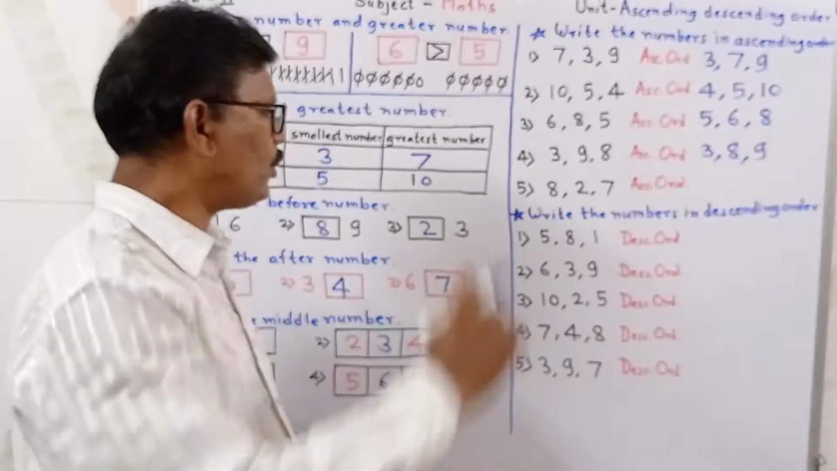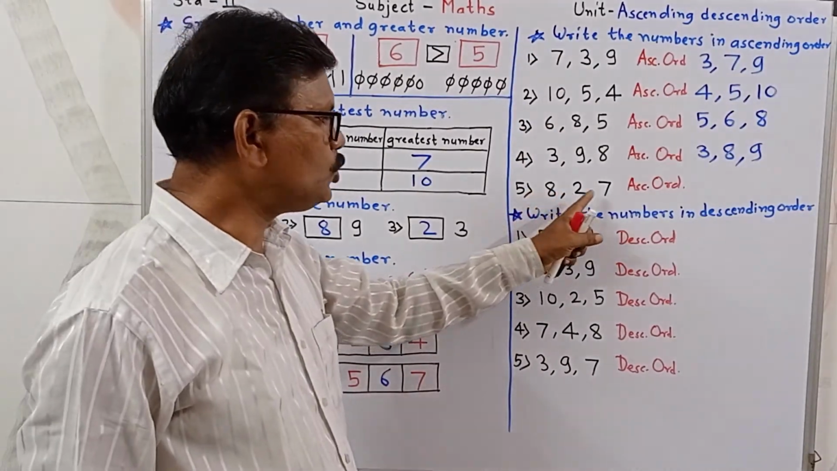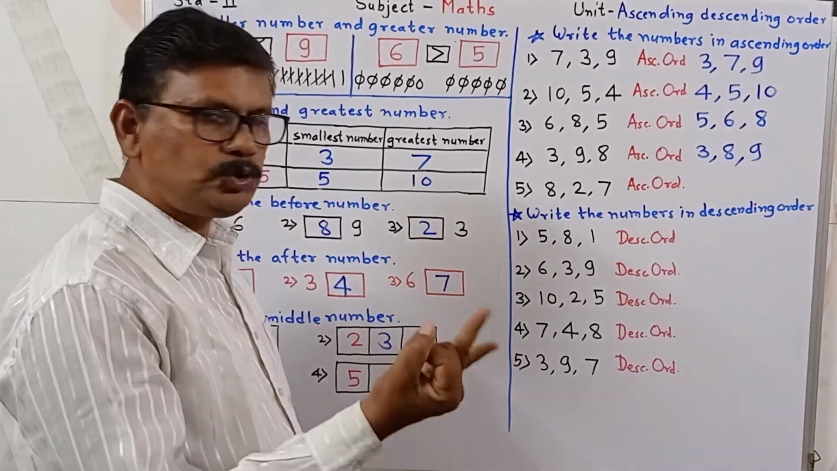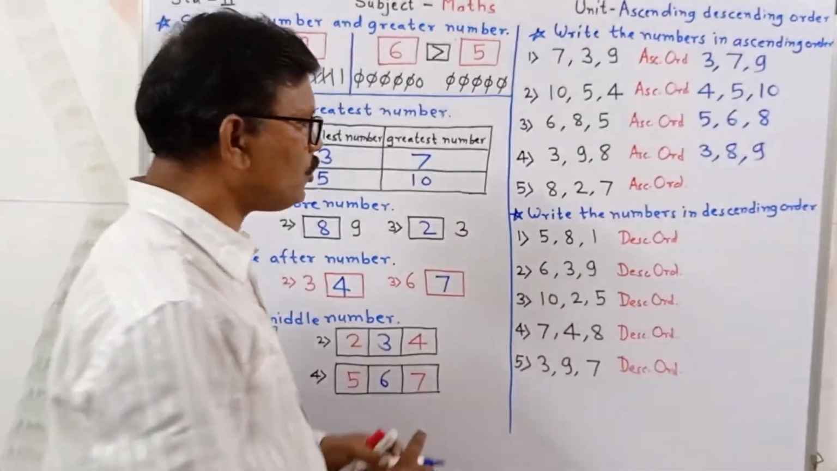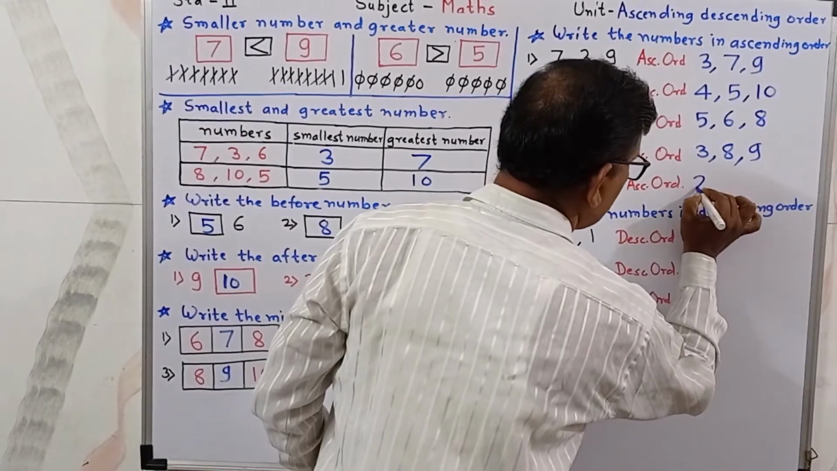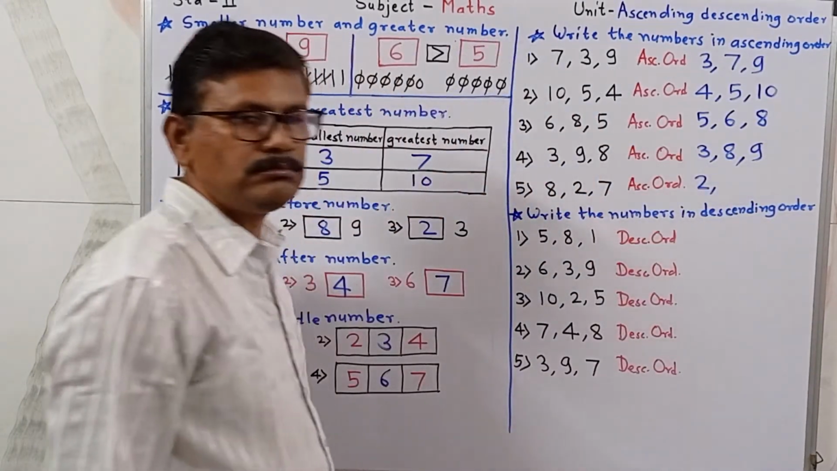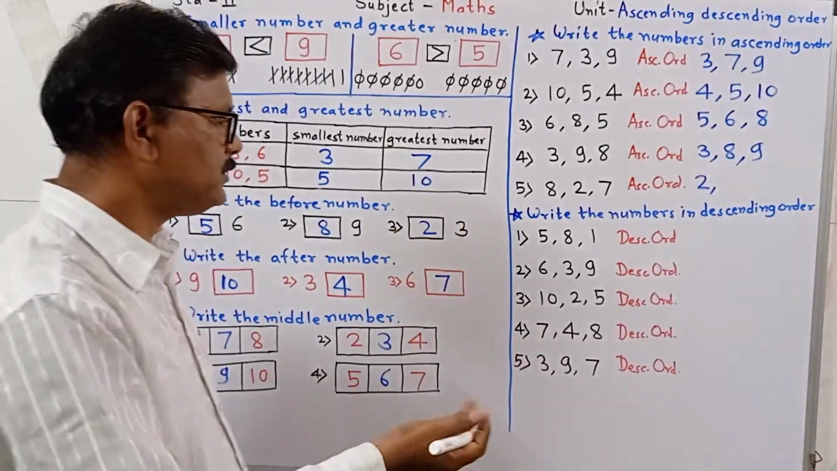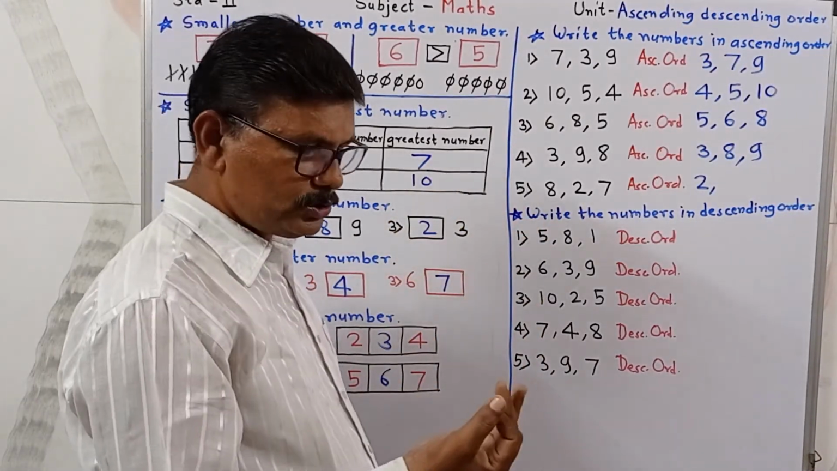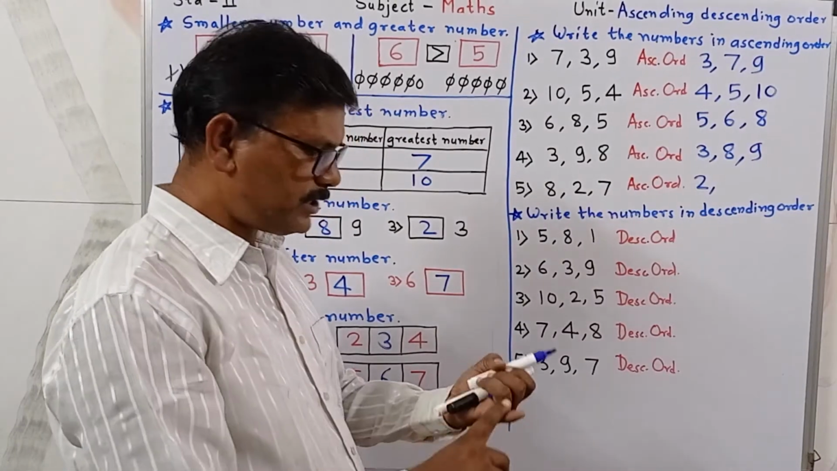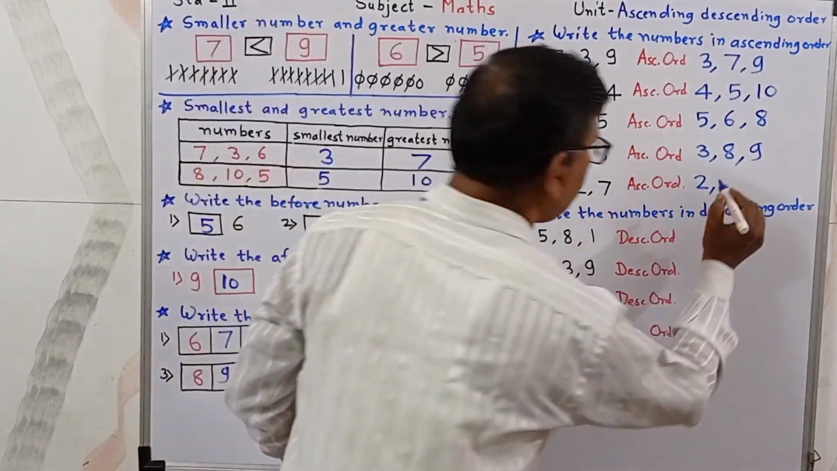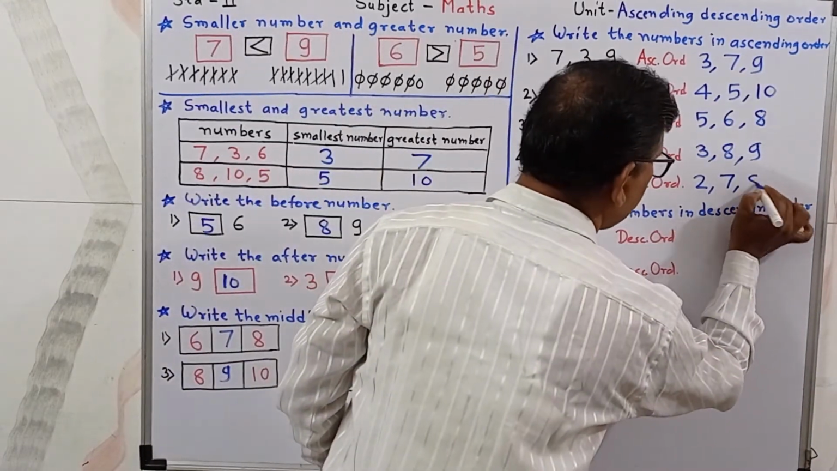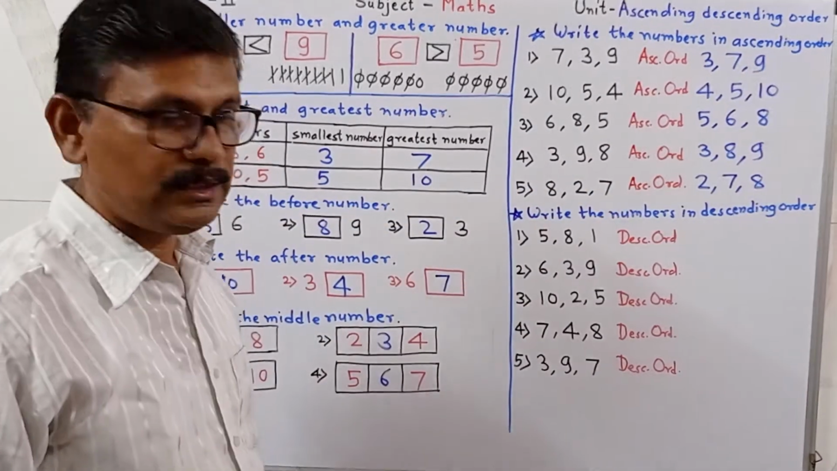This is ascending order. 8, 2, 7. Count. 1, 2. 2 is the smallest number. So write it first. We must write the smallest number first and the greatest number last. 2, after 2, 3, 4, 5, 6, 7. 7, we should write here 7. And then 8. 8 is the greatest number. Okay.